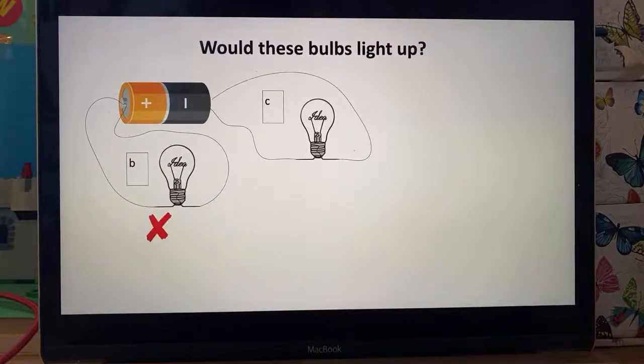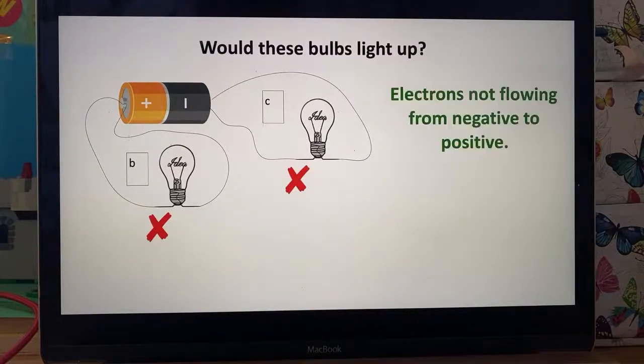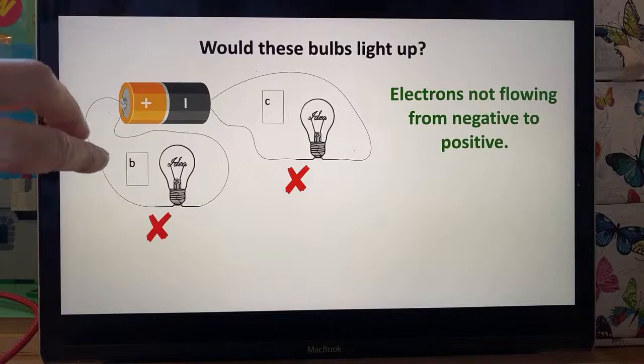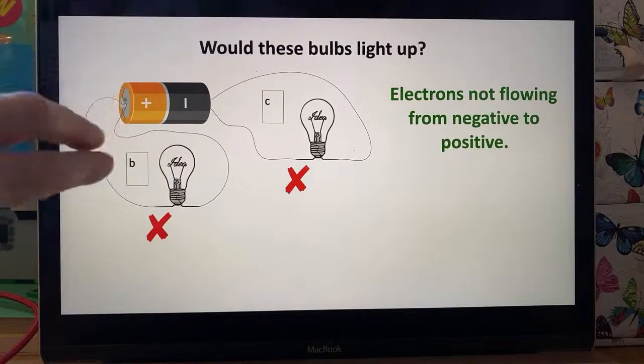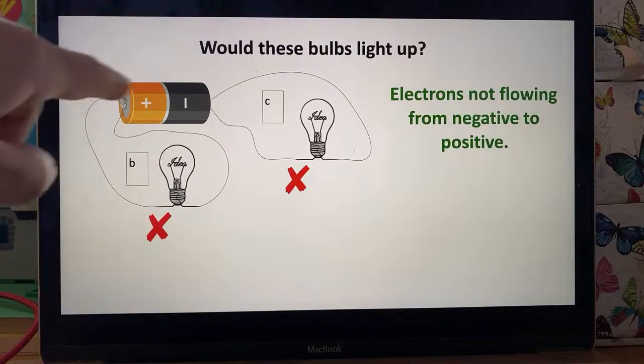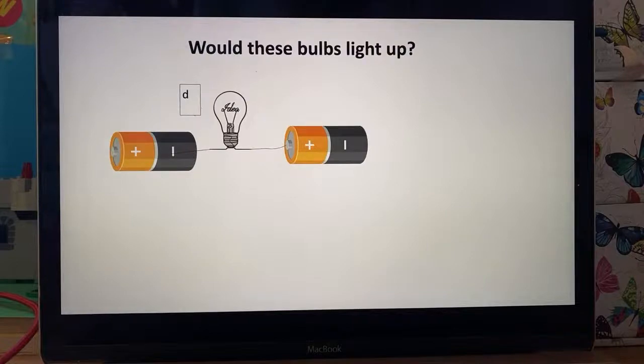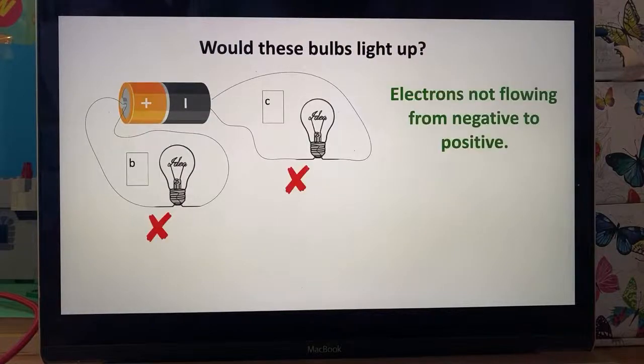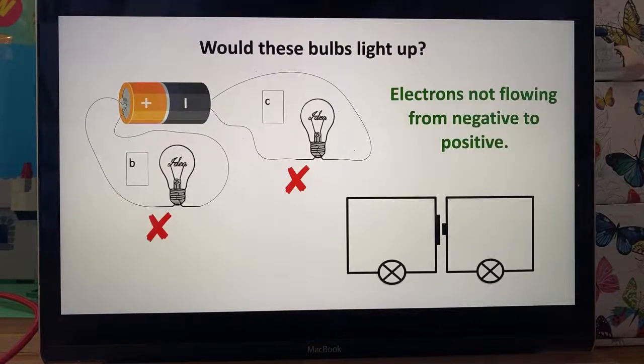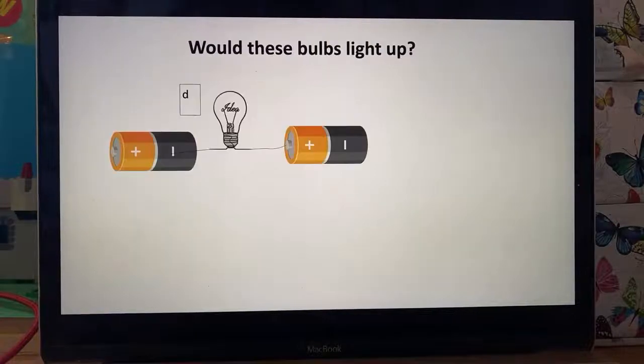These bulbs, no, they would not light up. Why? Well, electrons aren't flowing from positive to negative. So in this wire, the electrons are just experiencing a positive overall, so they're not flowing, okay? Here's the circuit diagram. I'm really sorry if you drew that. You will hopefully never draw that circuit diagram again. Did you get that? I don't even know what that is. Don't ever do that.